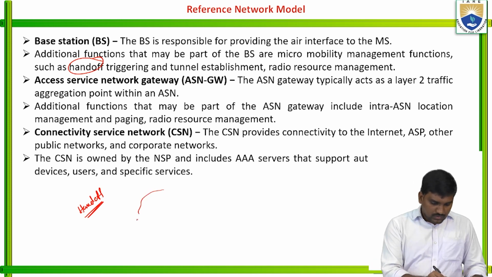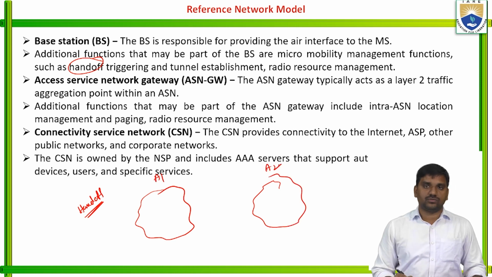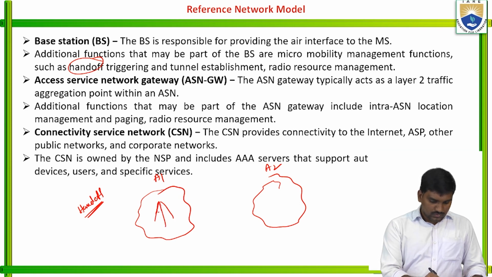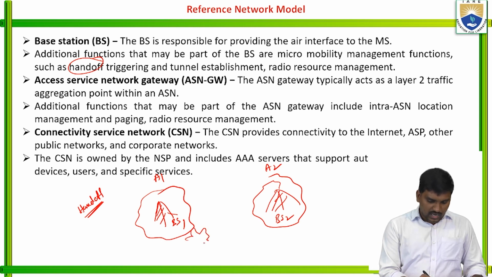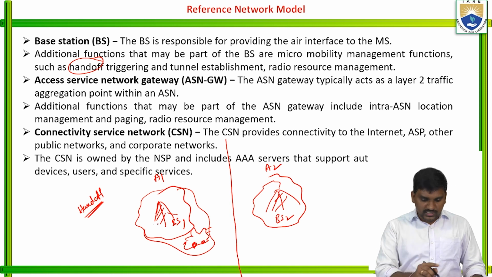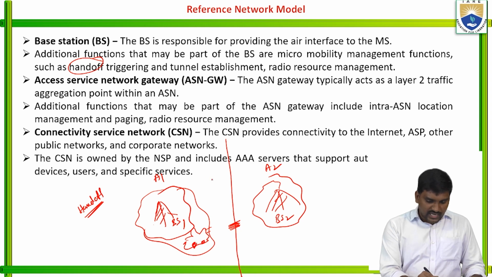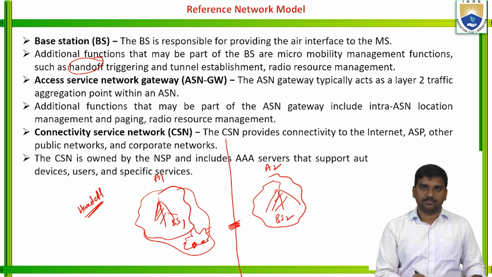For example, this is area 1, this is area 2. In this area we have base station 1, here base station 2. There is a car moving from area 1 to area 2. This is the example for handoff triggering. When the car is crossing the border from area 1, it will automatically lose signal from this antenna.